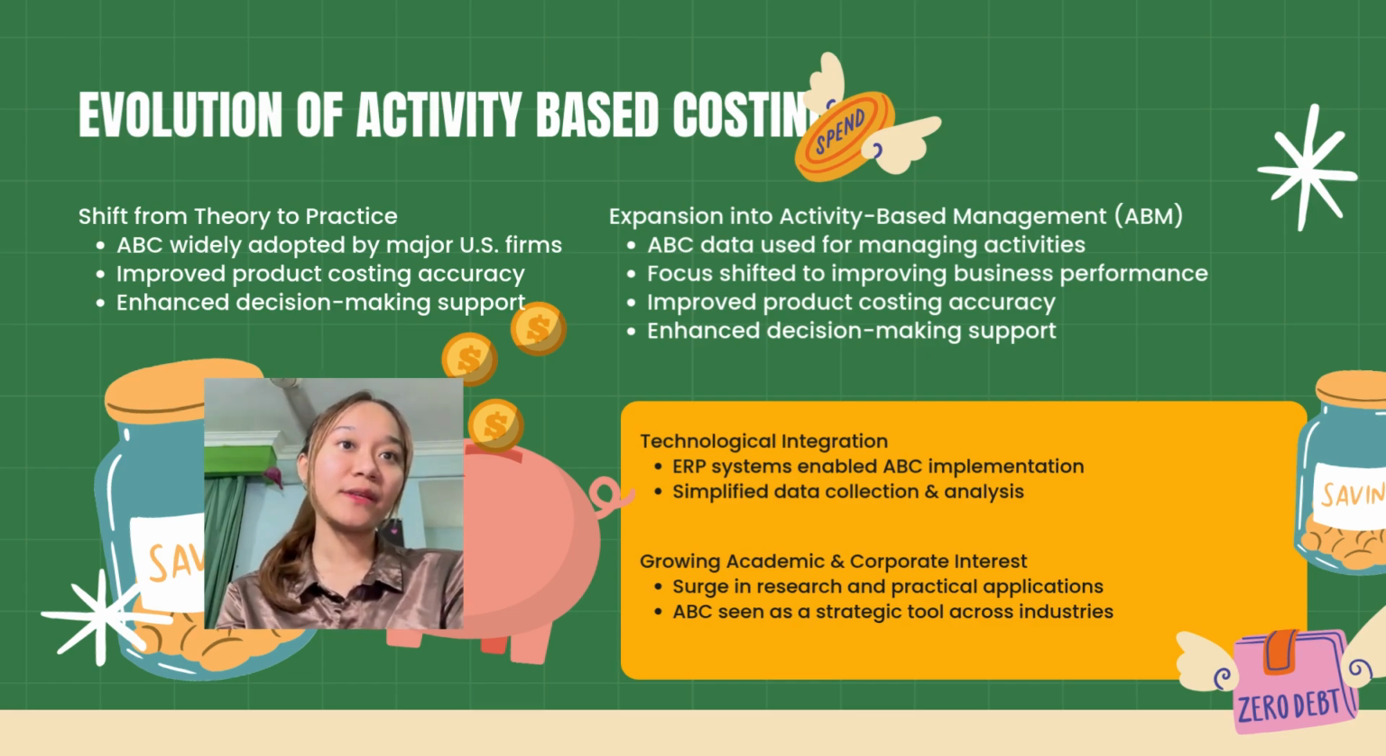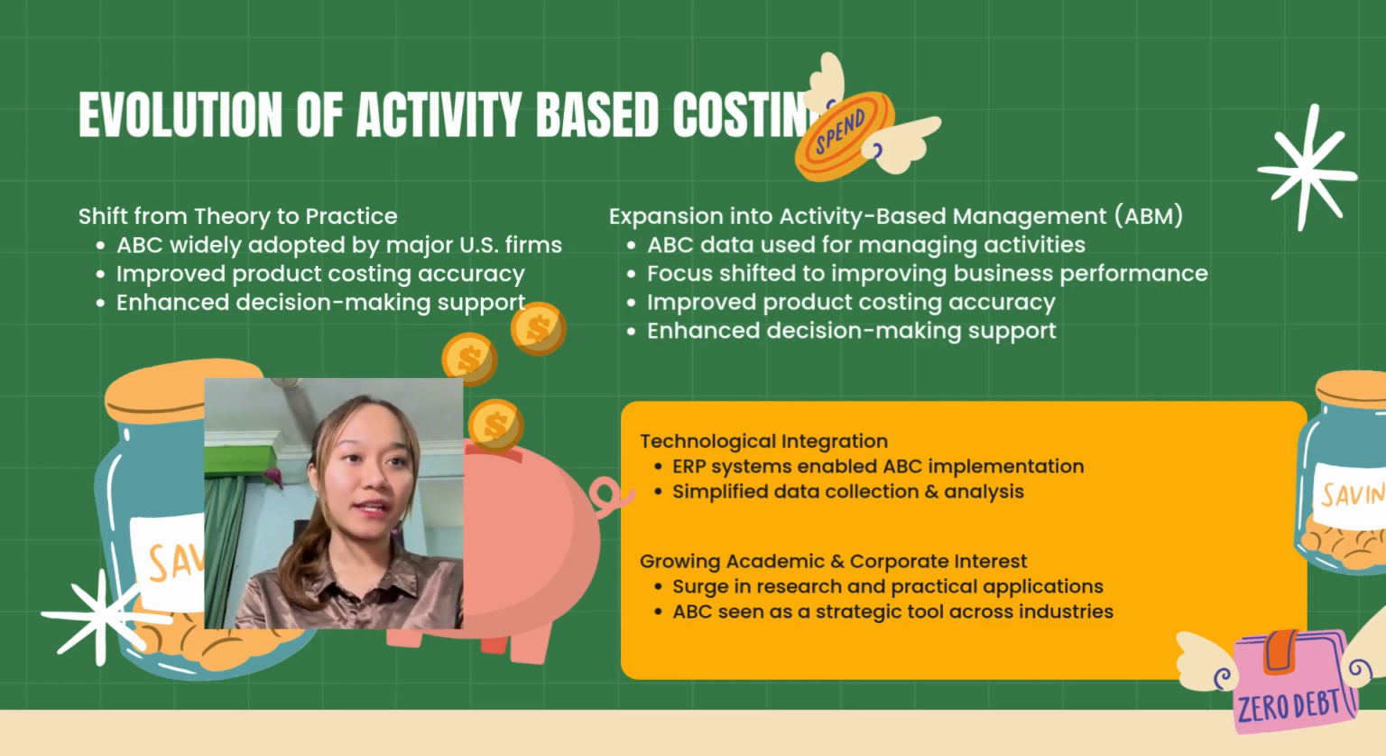ABM took the same data used in ABC and applied it not just to costing, but to managing and improving business activities. The focus shifted from simply calculating how much something costs to understanding why it costs that much and how to reduce or optimize it. This evolution helped organizations move from being cost-aware to being performance-driven.